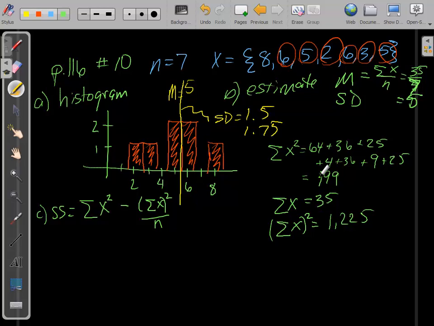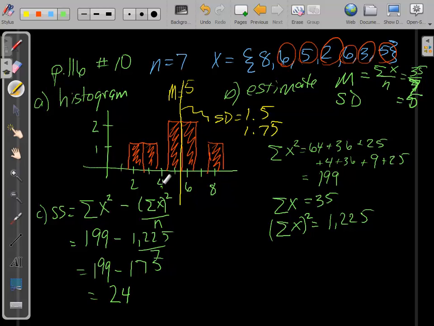35 squared is 1,225. So for us, the sum of the squares is going to be 199 minus 1,225 out of 7. So that's 199 minus 175, and the difference there should be 24. 24. All right.